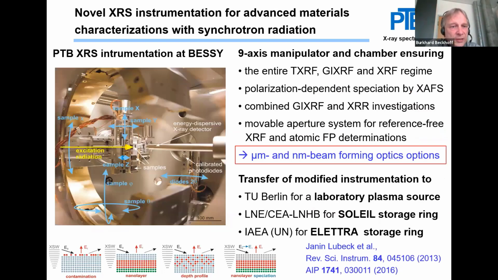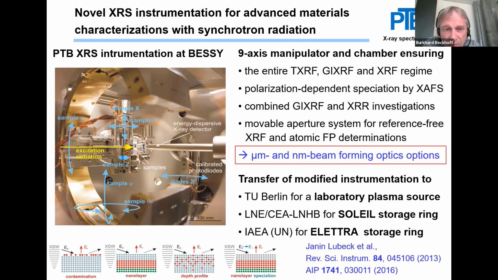This is a look at the instrumentation. It is the current instrumentation that PTB operates, basically a UHV instrument that allows for TXRF, grazing-incidence, and XRF regimes. It allows operating two detectors. You see the one in the synchrotron radiation storage ring plane from the right, excitation radiation coming in from the left side in yellow, and we have 6 translational and 3 rotational axes.